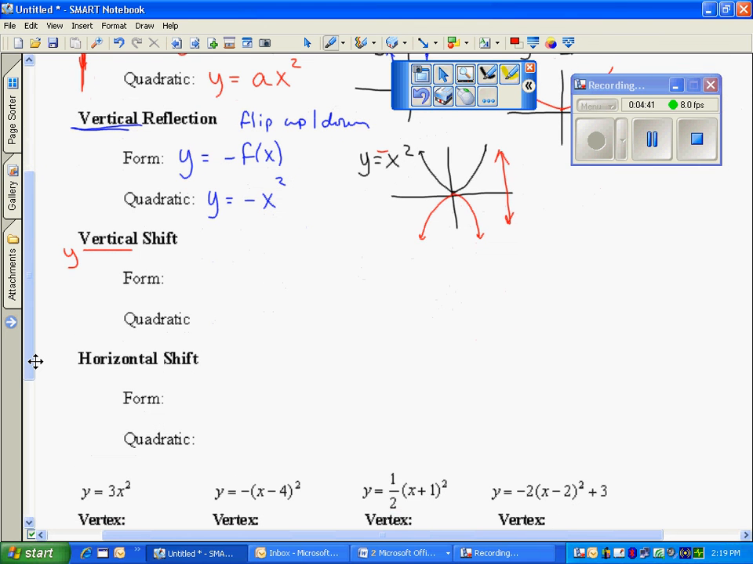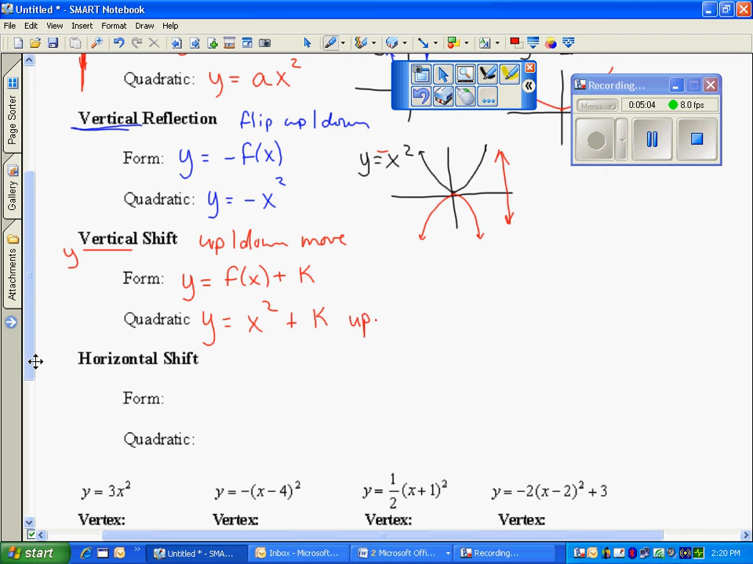So it's going to shift it. Let's see, y goes up and down. So it's just going to move my graph up and down. The form says take the y and add some value k. For example, my standard parabola plus k, that's going to shift it up.